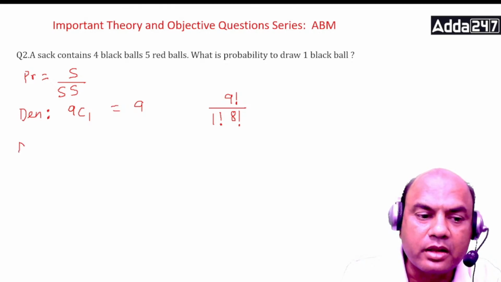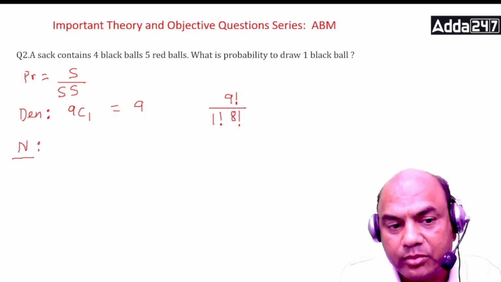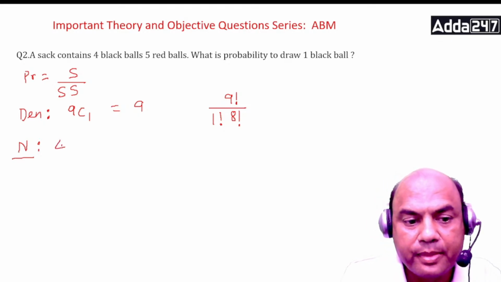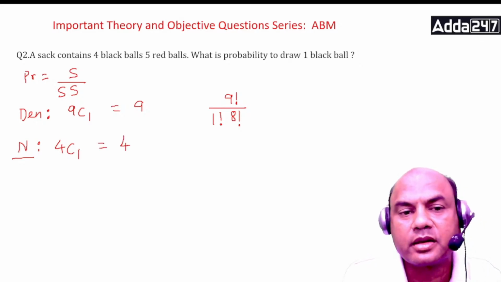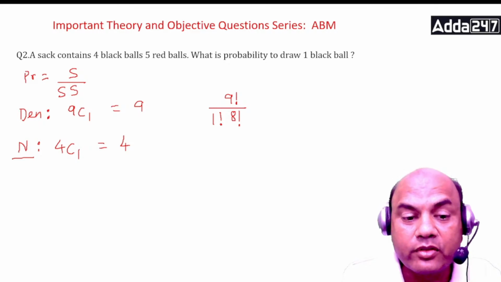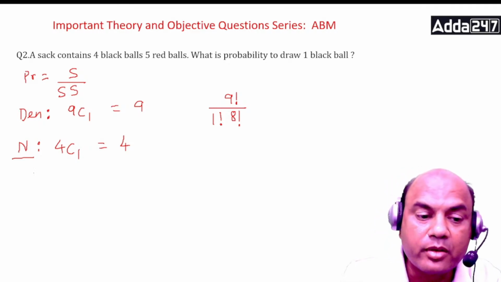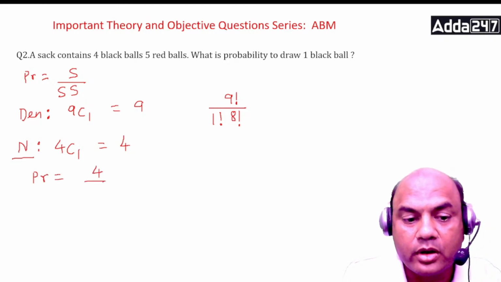Similarly, now numerator. In numerator, what am I having? I want one black ball. How many balls are there? 4 black balls. So 4C1. So answer will be 4 again. Right? So whenever I have to draw only one ball, it's very easy. So my probability is what? Probability equals 4 upon 9.